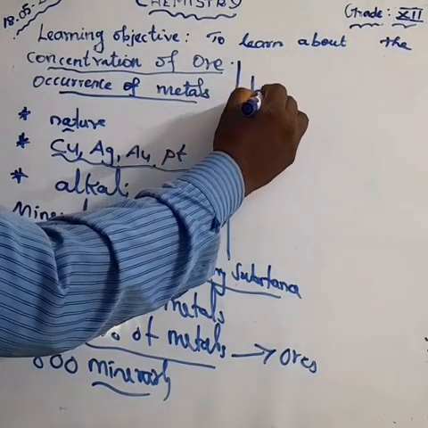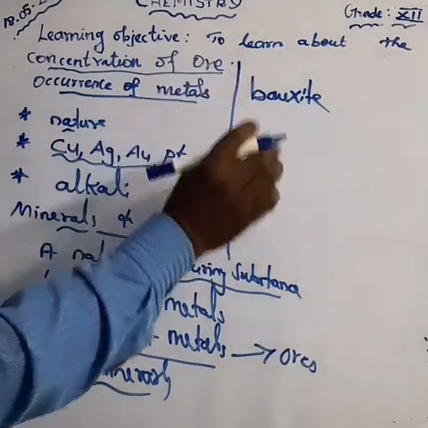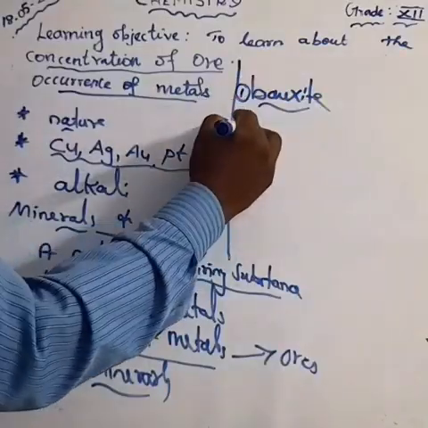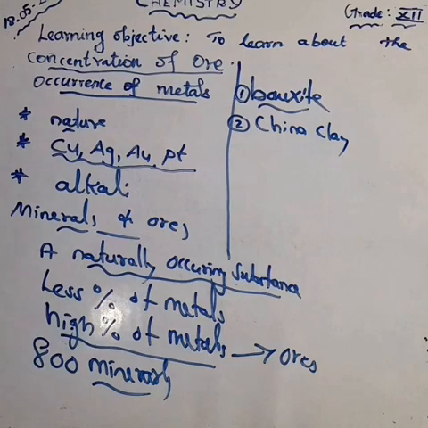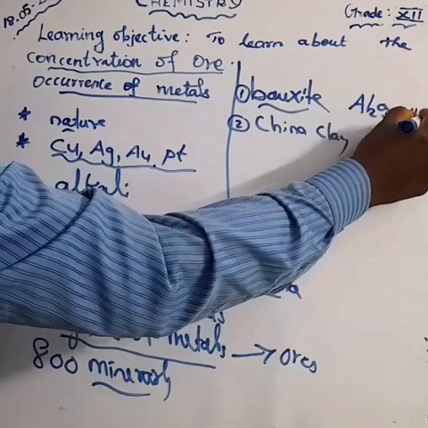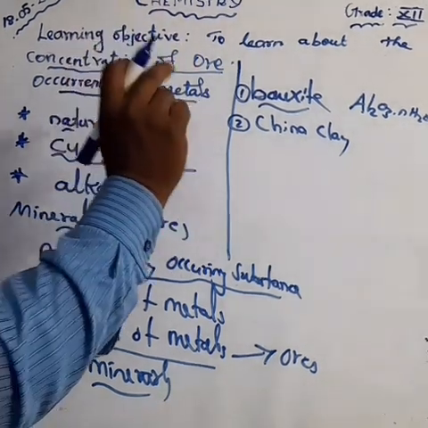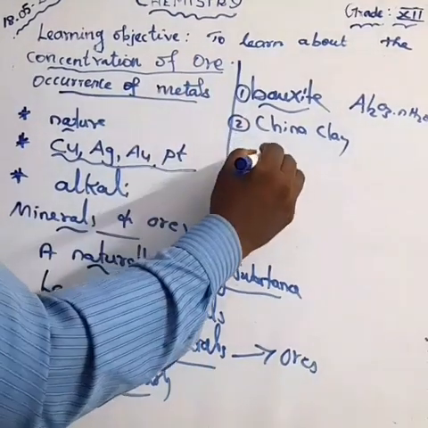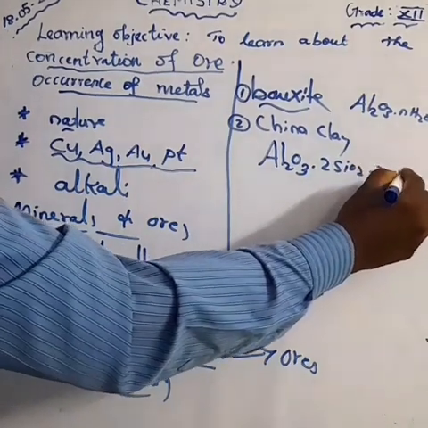Aluminium has many minerals, but here I am saying two: bauxite and China clay. What is the formula for bauxite? Al2O3 and n molecules of water, where n means the number of water molecules. China clay has Al2O3, two molecules of SiO2 and two molecules of water.